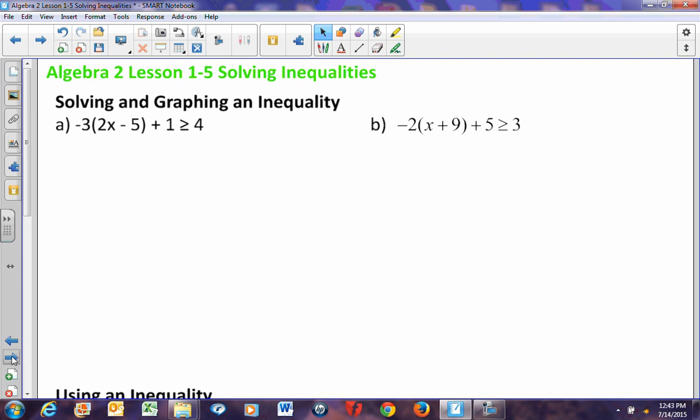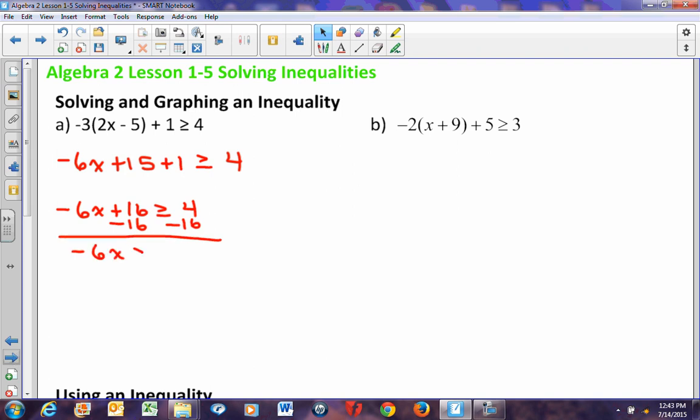Okay, just like the equations, we have to isolate the variable, which means we have to distribute first. So I'm going to get negative 6x plus 15, make sure you're watching your negative signs, plus 1 is greater than or equal to 4. Now I'm going to simplify. 15 and 1 is 16, so negative 6x plus 16 is greater than or equal to 4. Subtract 16. I'm going to have negative 6x is greater than or equal to negative 12.